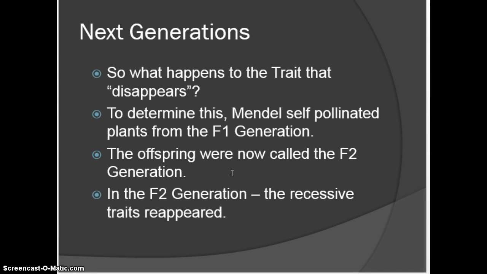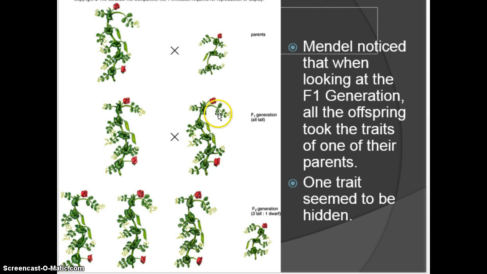This offspring he called the F2 generation. And this is where the recessive traits reappeared. So if we go back here, again, we took these and took one and said, I'm going to self-pollinate with it. So it's going to have its genes from itself. And this is where the recessive trait reappeared. So you had 3 tall offspring and 1 short offspring.